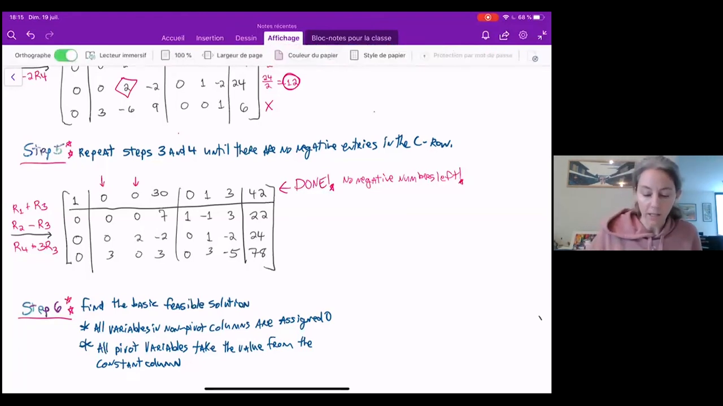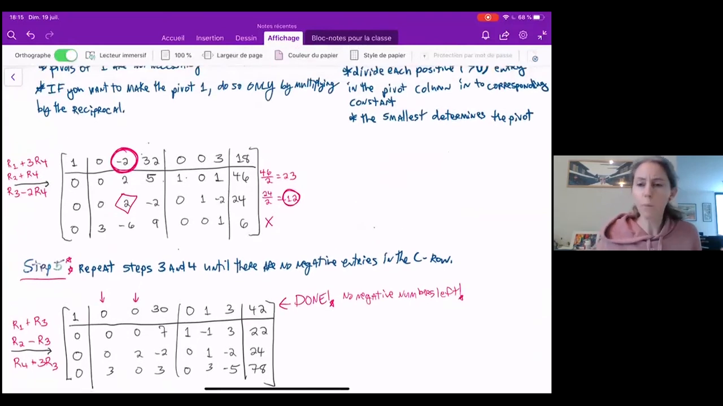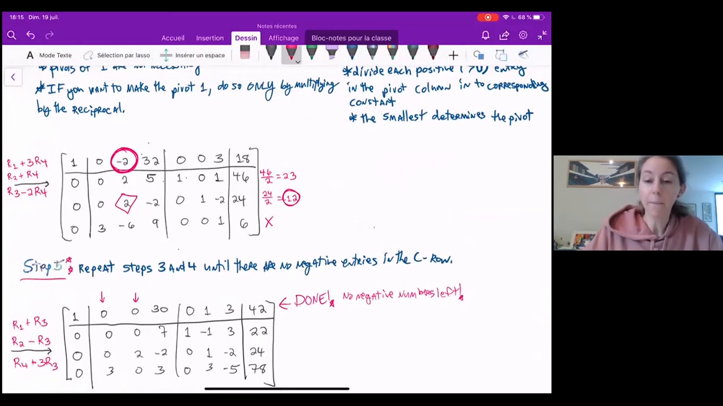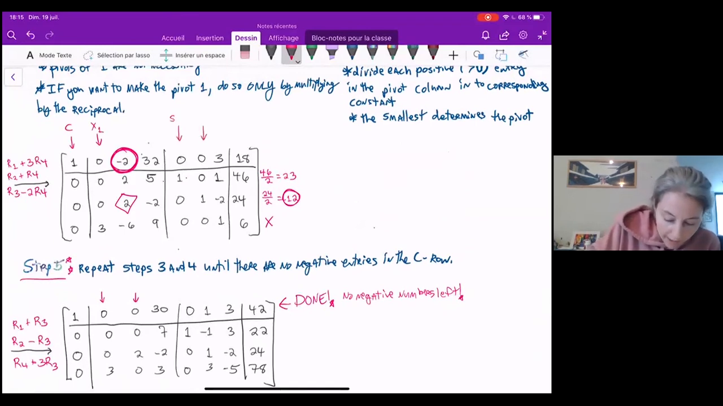So I'm going to go back to this matrix right here, and we're going to see how we can read it from this step right here. So when I look at it, my pivot columns in this case, my columns that already have my pivots done, are the C column, the X1 column, but notice my slack variables also count. So my S1 column and my S2 column. So when I read this, each of those is going to take the value from the constant column. All of the other variables will be 0.